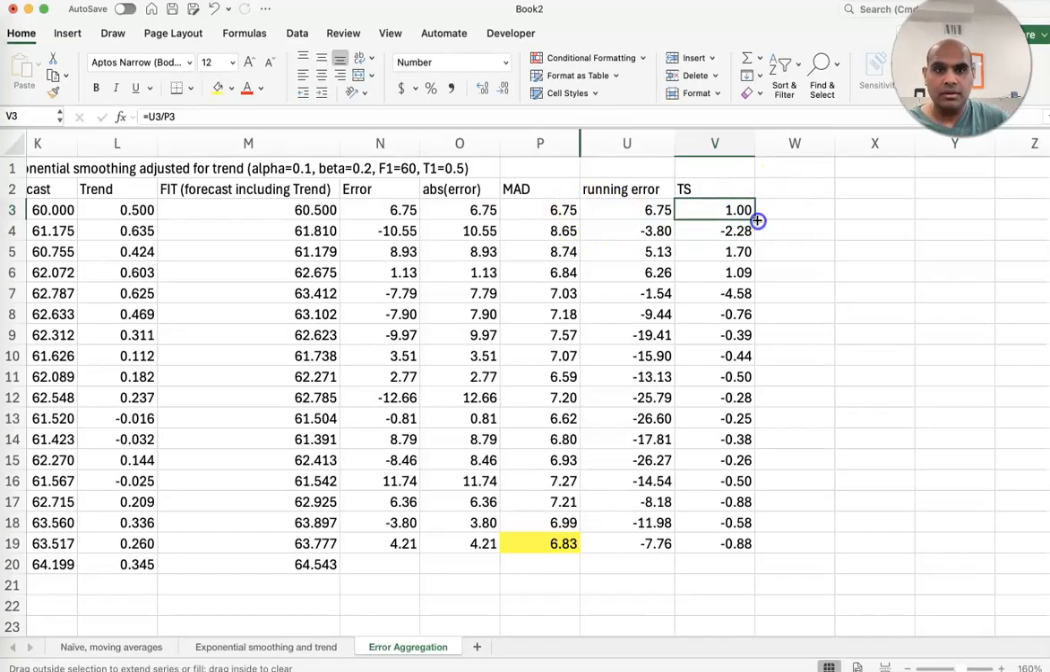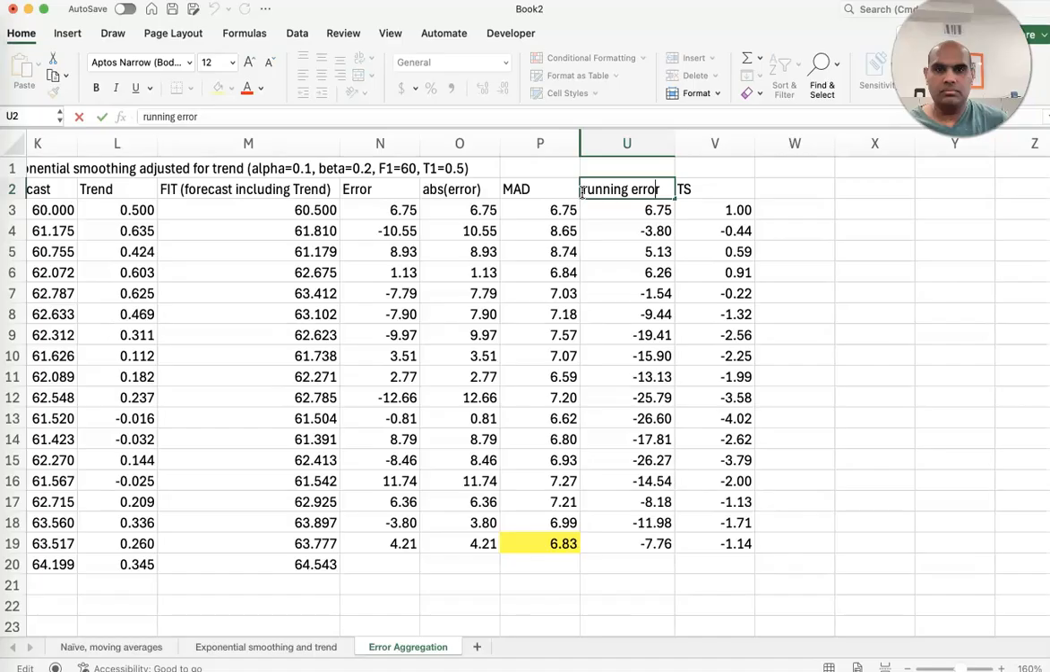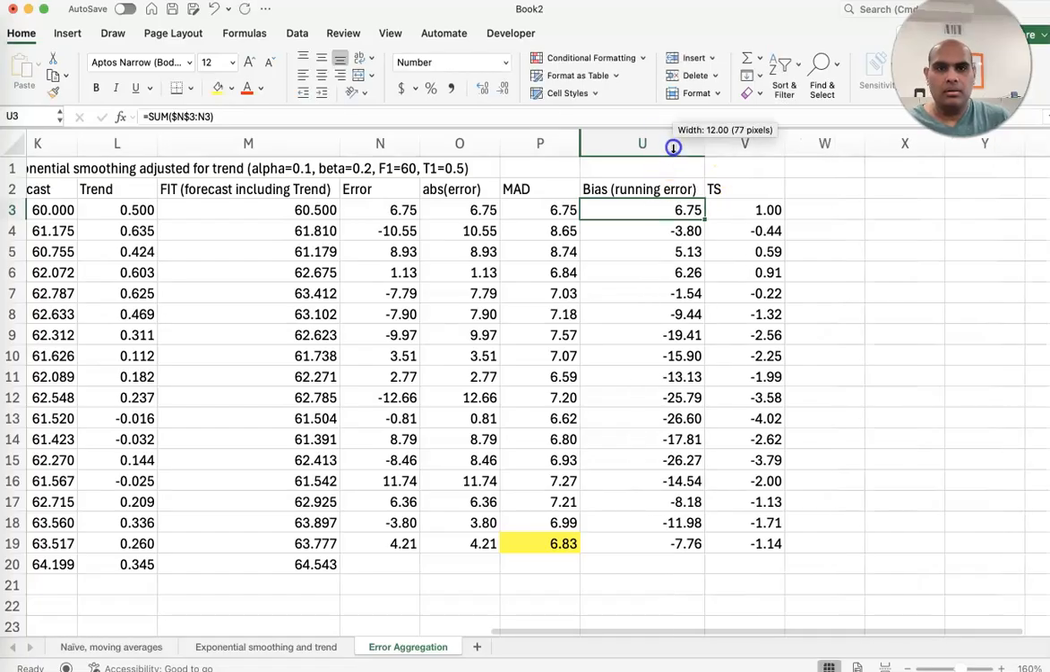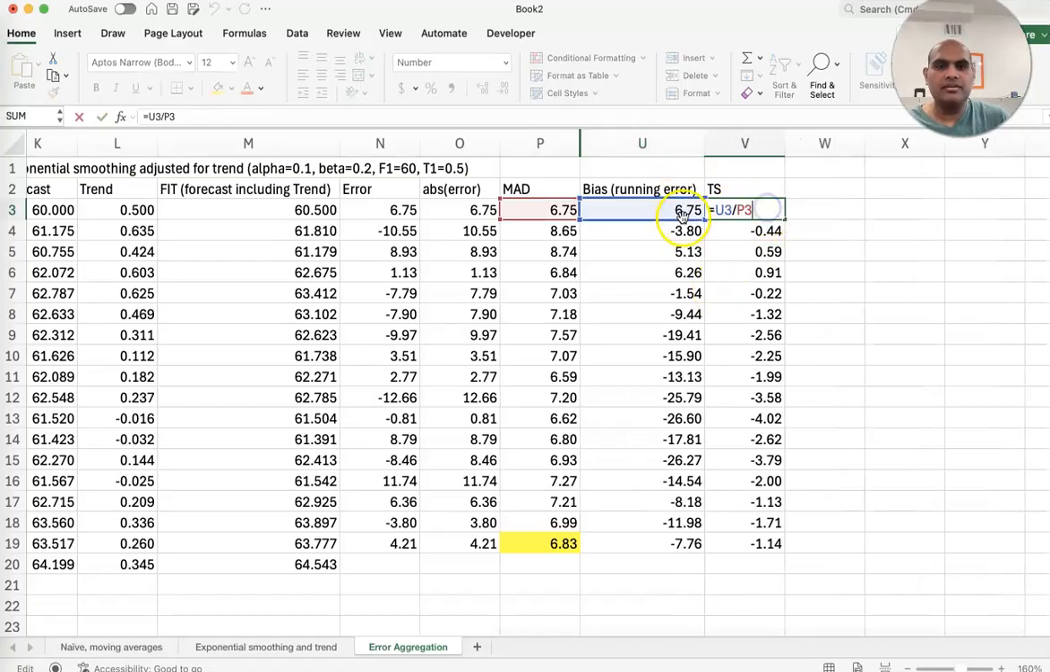That's your tracking signal. I'm gonna copy this down. So it's the running error divided by the MAD. The running error is also sometimes called the bias, so I'm just gonna call this the bias. I put running error in parentheses. It's called the bias. Okay, so again, tracking signal is the bias, or the running error, divided by the MAD.